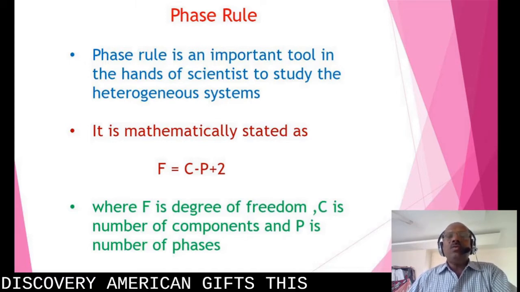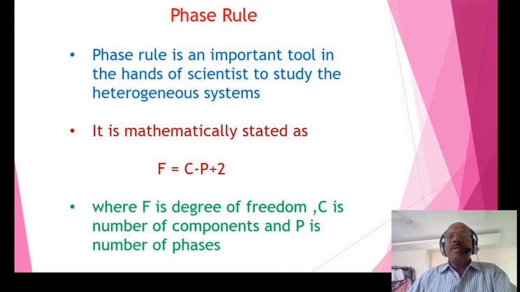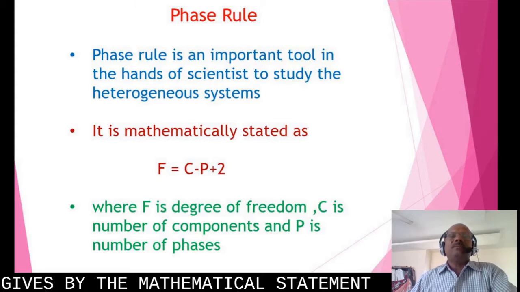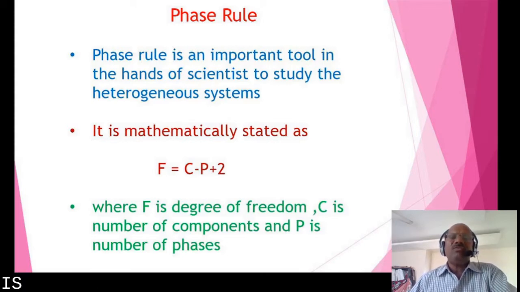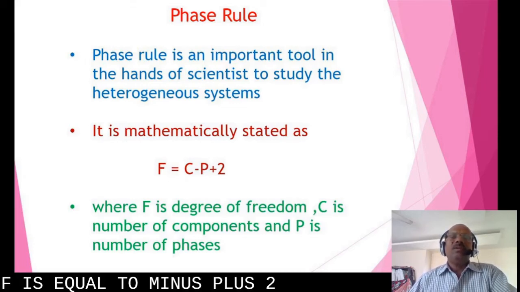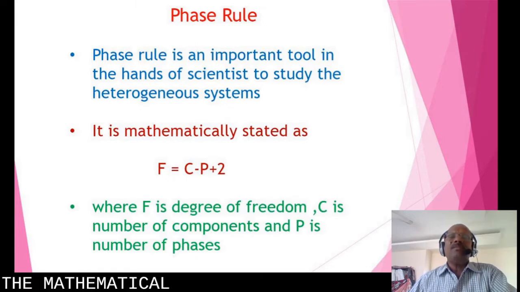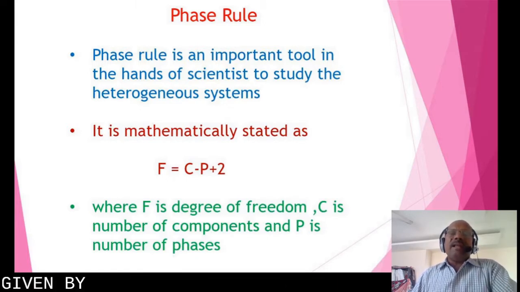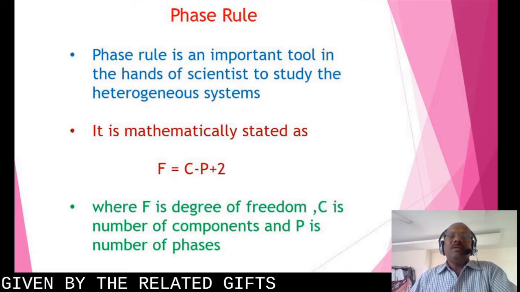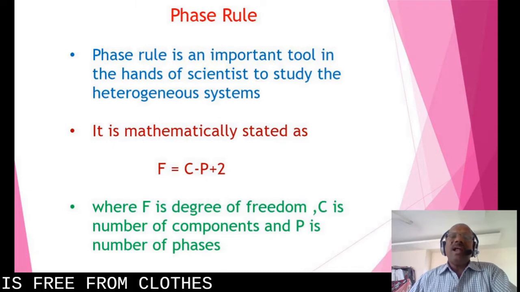This rule is put forth by Gibbs by the mathematical statement F is equal to C minus P plus 2. This is the mathematical statement which is given by Willard Gibbs. This rule is free from flaws and limitations.